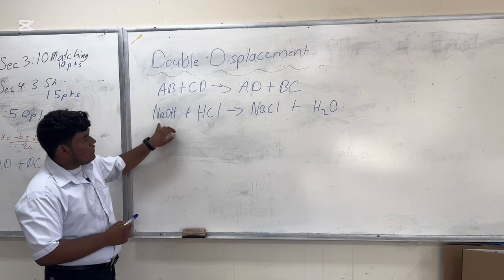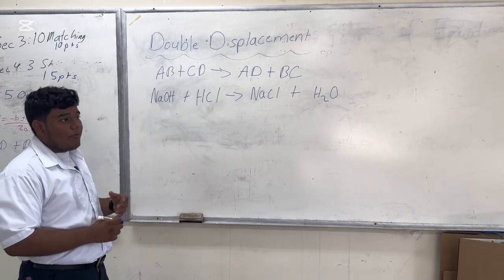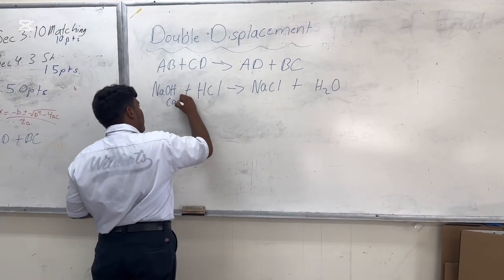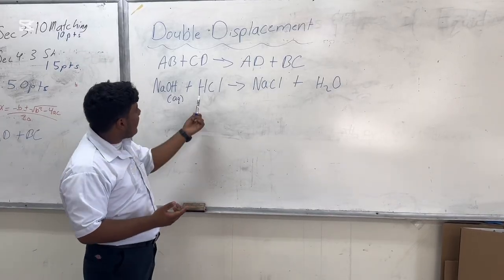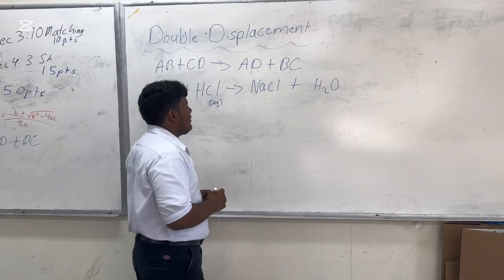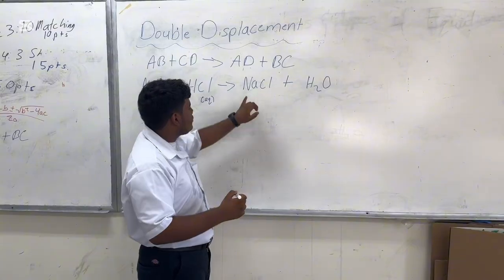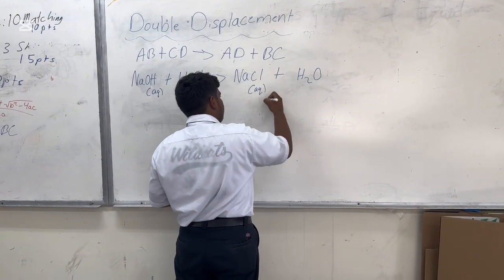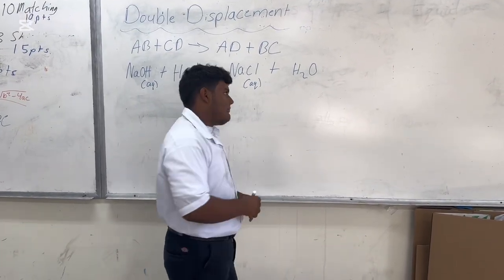Now for the state symbols. Sodium hydroxide will be aqueous because it's from the group 1 metals. Sodium is group 1, so this will become aqueous. Hydrogen chloride will also be aqueous because of hydrogen. Now sodium chloride is again aqueous because sodium is in group 1 metals. Now we all know that H2O is water, which will then become liquid.